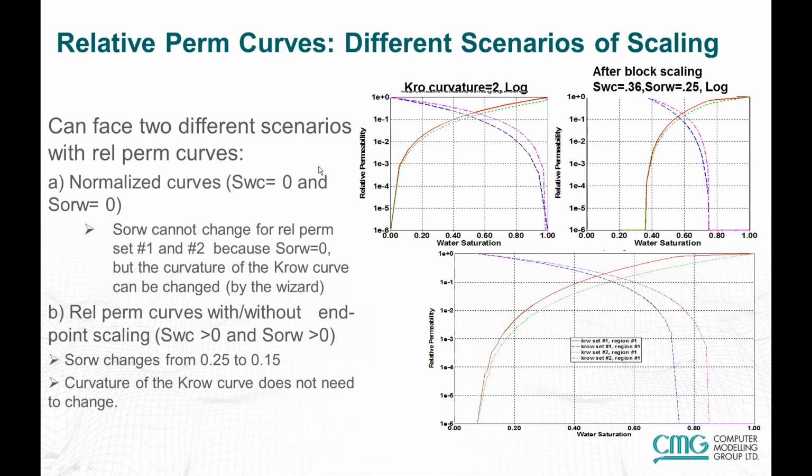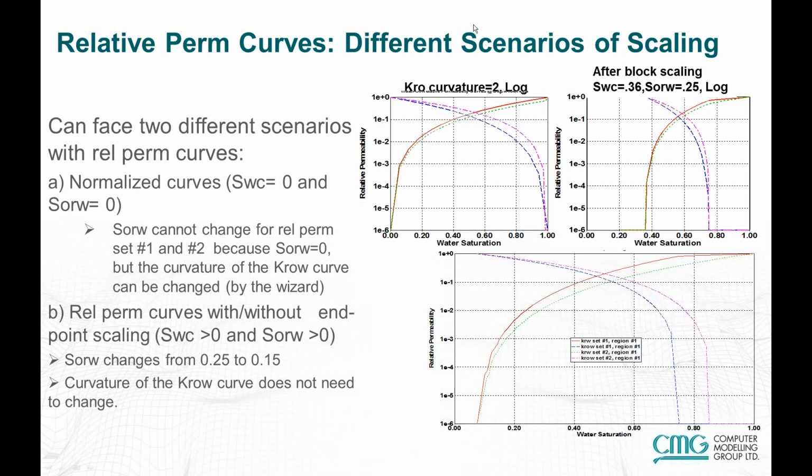Now, with the Rel-perm curves, we can have two main different scenarios. First of all, if your curves are normalized, in other words, if SWC is 0 and SORW is 0. Now that poses a bit of a problem because we're trying to shift the curves to be more water wet, and normally what we do is reduce the SORW. But if the SORW is already 0, we cannot reduce it further. So really the only way of shifting the curves to be more water wet is to change the curvature.